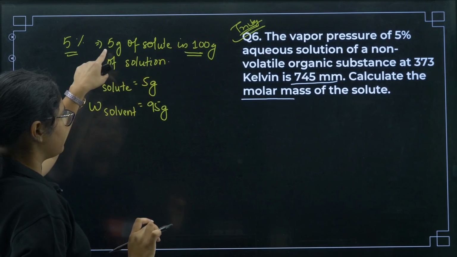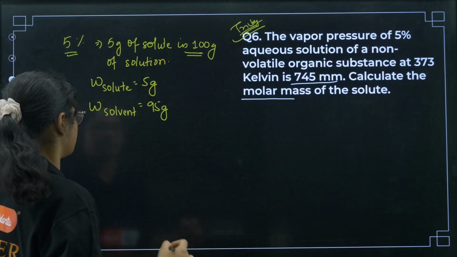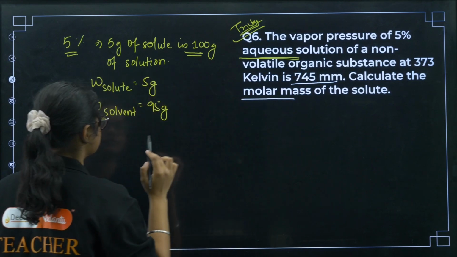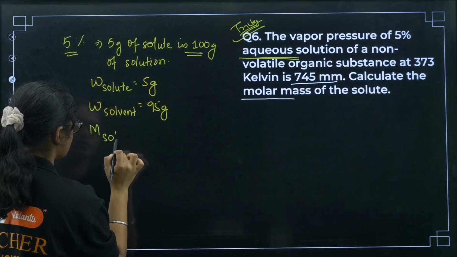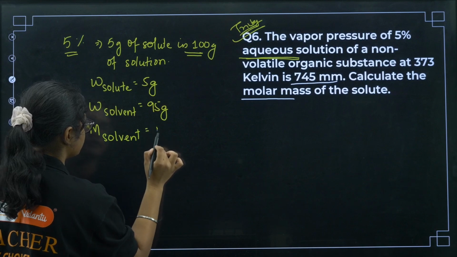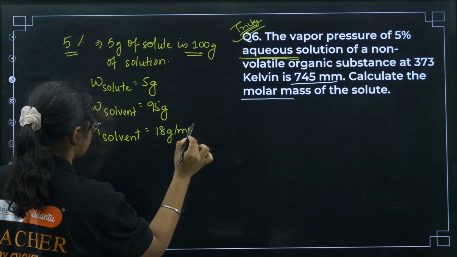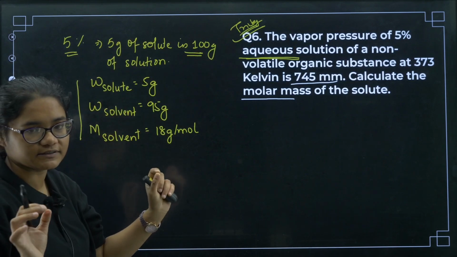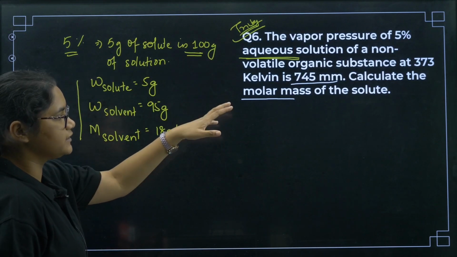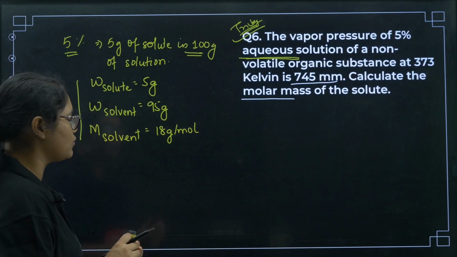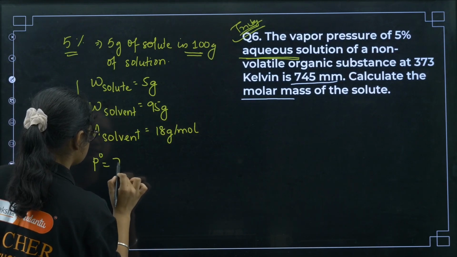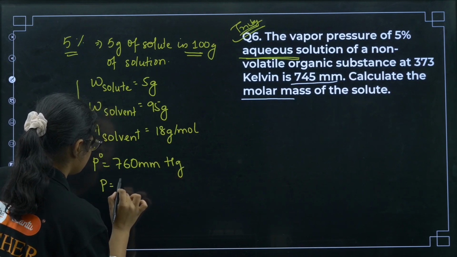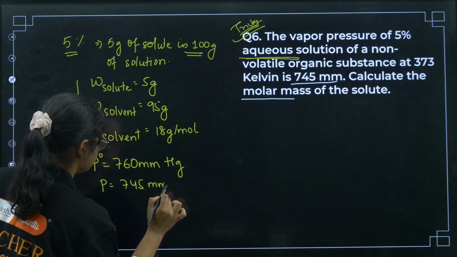Because total mass is 100, 5 gram is solute, so solvent will be this one. And solvent generally is water in this case, right? Because it is mentioned here, it is an aqueous solution. So I can also write the molar mass of solvent. Because it is water, I know, it is 18 grams per mole. Okay, this much information we can derive from that 5% term. Now the pressure has decreased to 745, and generally the P naught value will be considered as 760 mm of Hg. And P value is given to you, 745 mm of Hg.